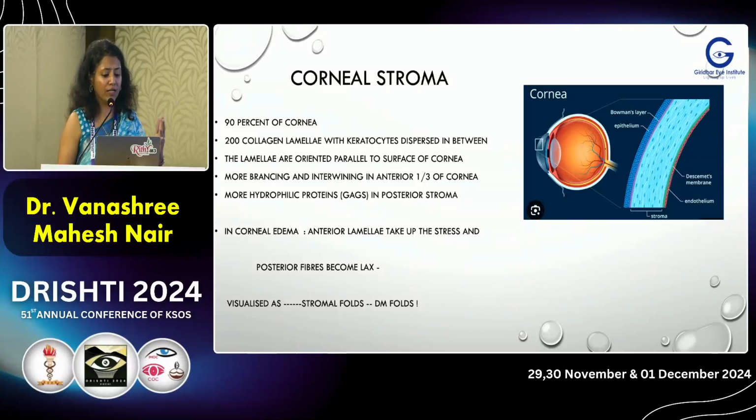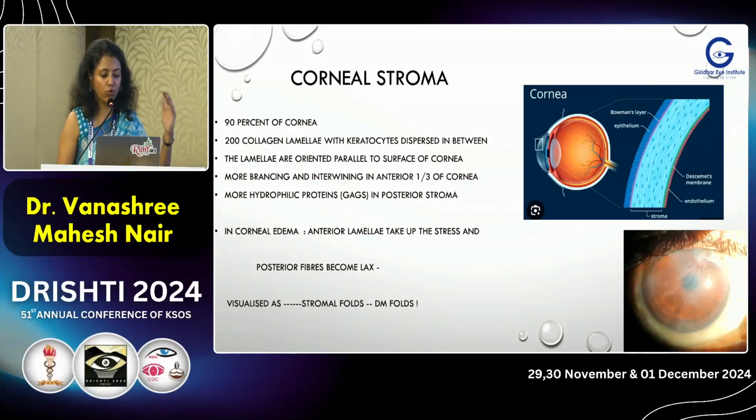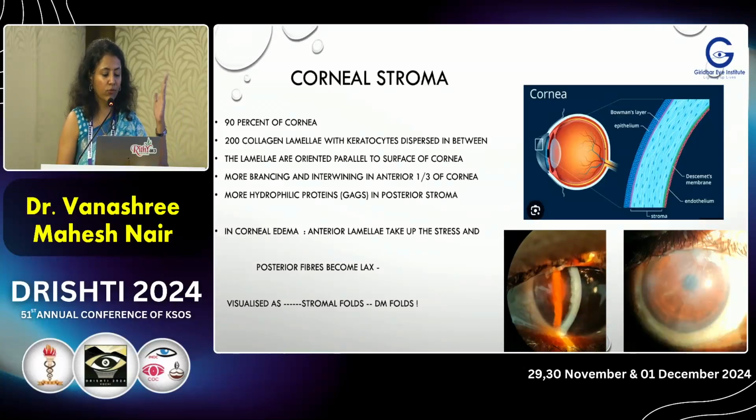So there is more branching and intertwining of the lamellae in the anterior one-third of the cornea. That means the anterior one-third is stronger, and the posterior two-thirds of the cornea has more parallel lamellae, and there are more hydrophilic proteins in the posterior stroma. So what happens is when the cornea gets edematous, the anterior lamellae will take up the stress. It will maintain the structure, and the posterior fibers will become lax, which will get visualized as stromal folds and also as DM folds, what we see on the slit lamp.